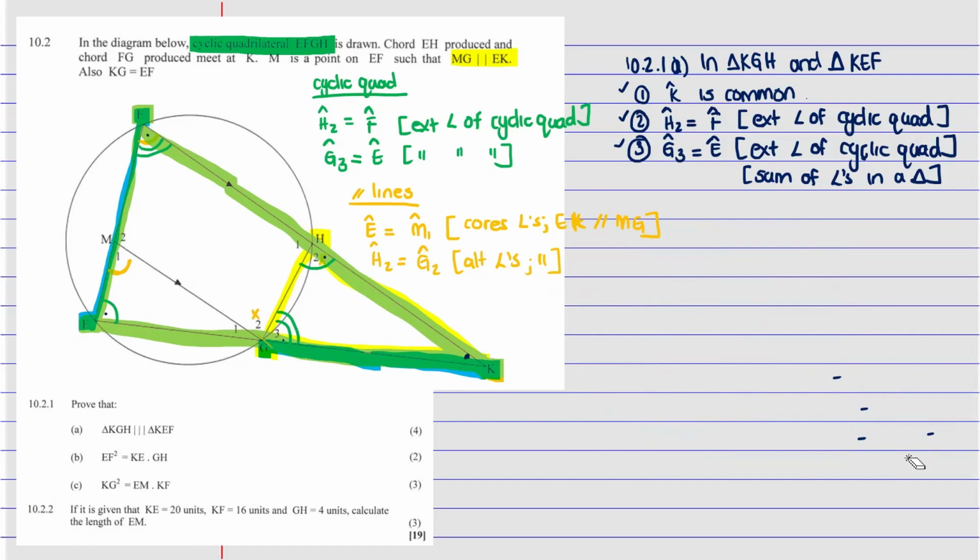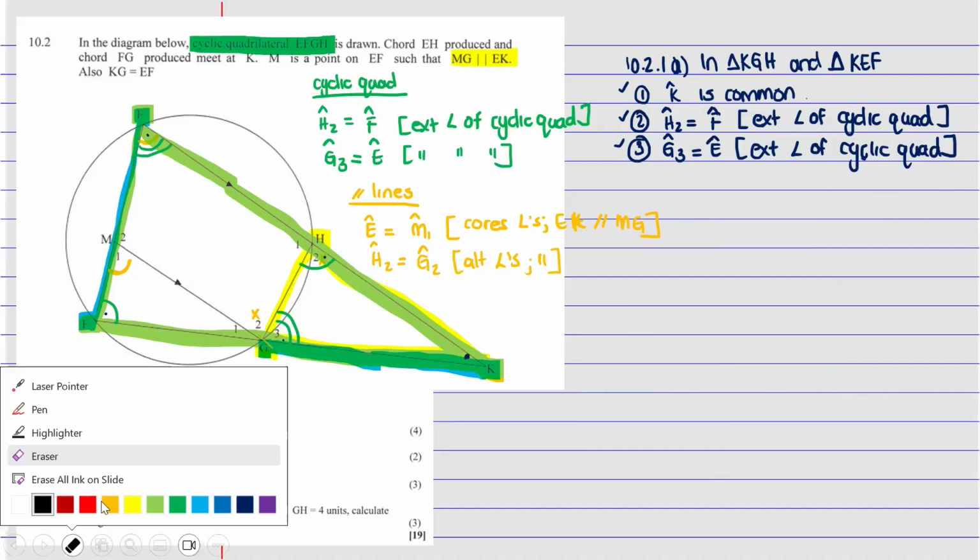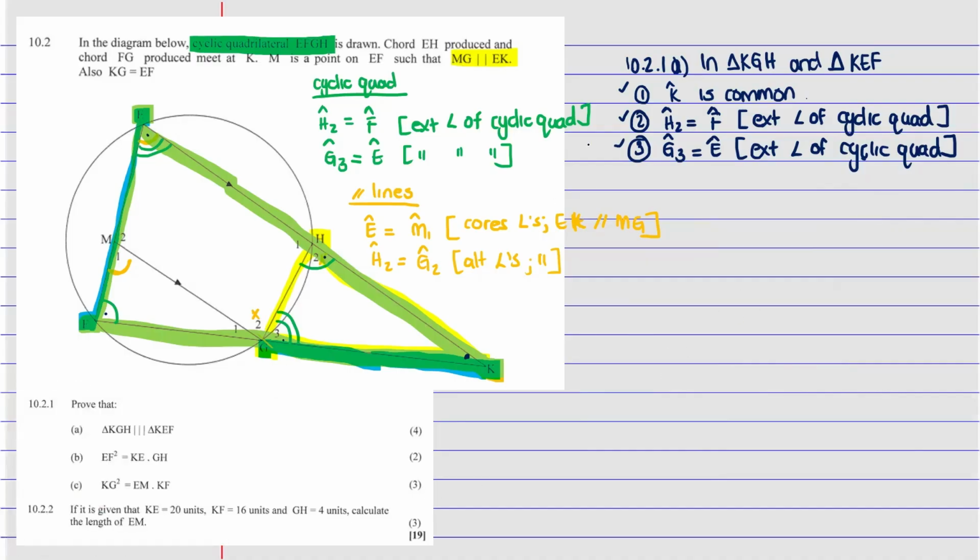I'm just going to leave this one with the first reasoning. But just know that you can use the second reason, right? So with that, we can conclude that, therefore, the triangle that we want, which is triangle KGH, is similar to triangle KEF. And the reason for that is going to be angle, angle, angle. Is everyone fine with that?